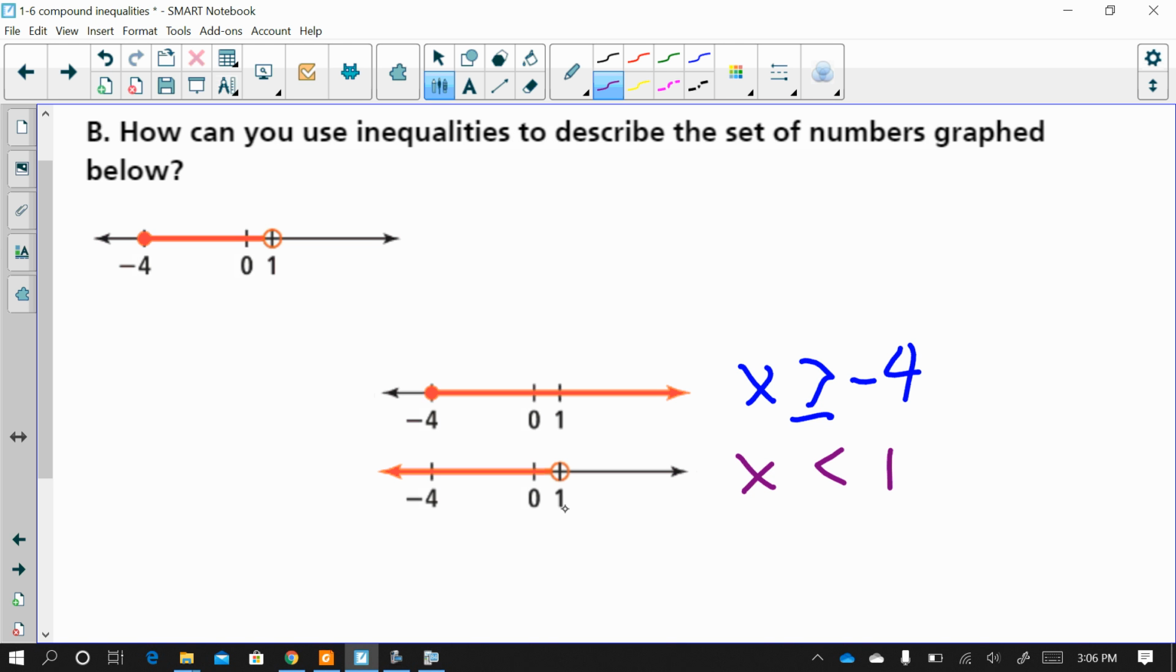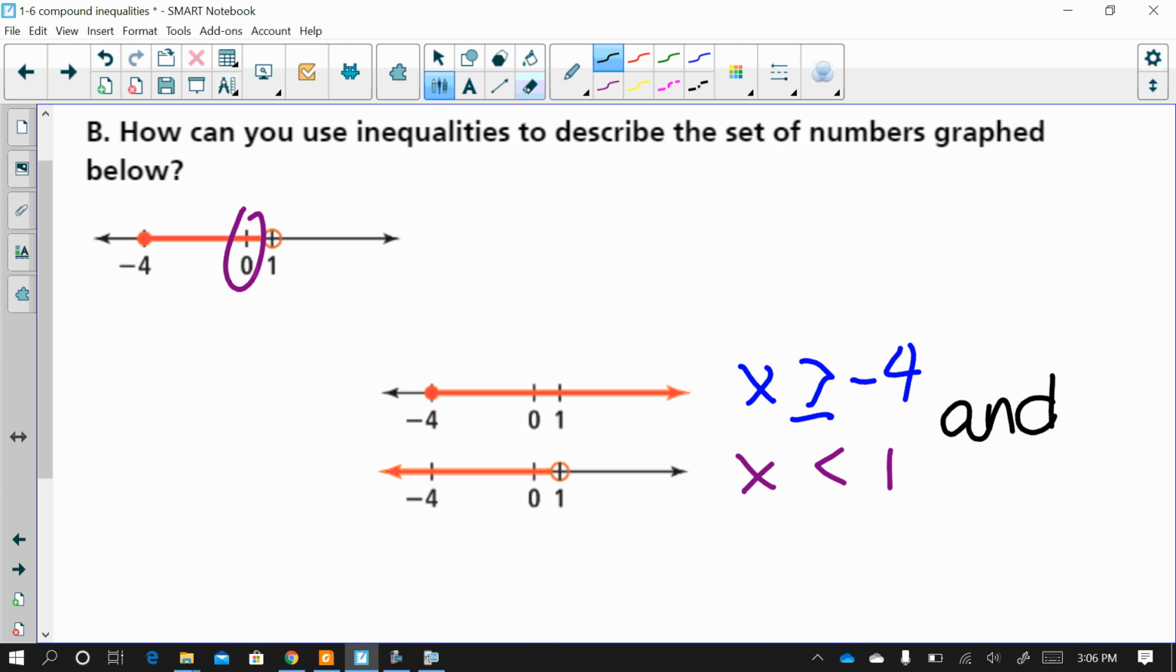Okay, so can we have a number that is greater than -4 and less than 1? Can that happen at the same time? Absolutely. Notice 0 is included here. So they can happen together, so we're going to use the word and. x is greater than or equal to -4, and x is less than 1. That is one way you could write this inequality.